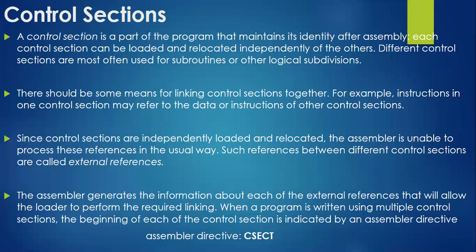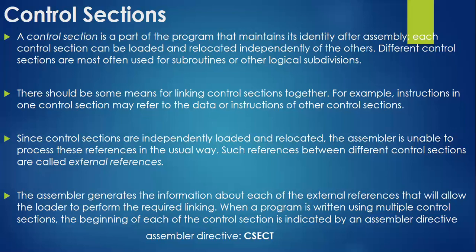Such references between different control sections are called external references. Internally, we call this concept external references. It means control section A may have a reference to control section B, or control section B may have a reference to control section C, or vice versa, any kind of it. So our assembler must be in a position to handle such external references.